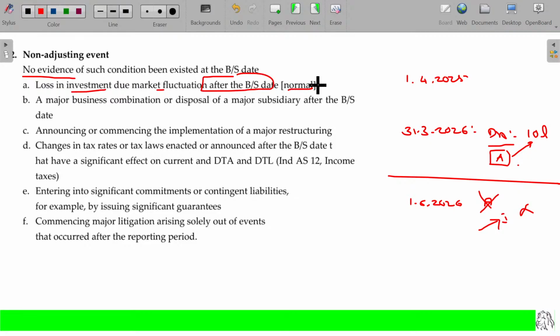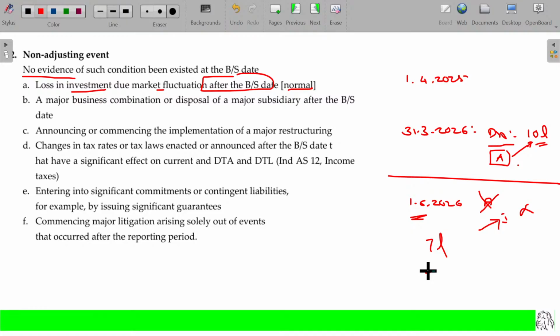Loss in investment due to market fluctuation after the balance sheet date is normal. Not required to be adjusted. I have 10 lakhs rupees worth of investment. Suddenly on 1/6/2026, the market fluctuated. Now the value becomes only 7 lakhs. Do I want to adjust this? No, sir. Stock market value is always reacting to market factors.